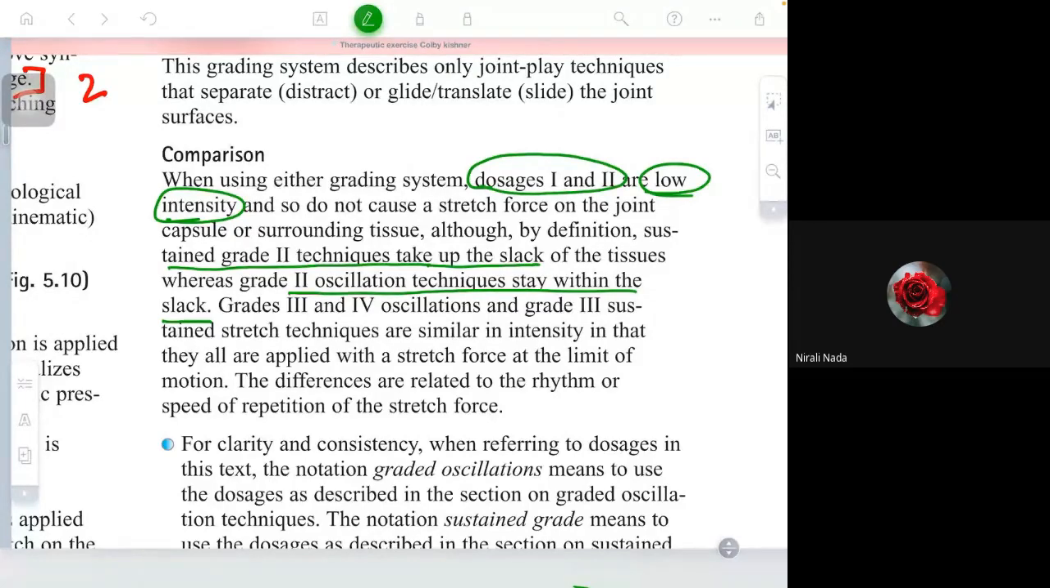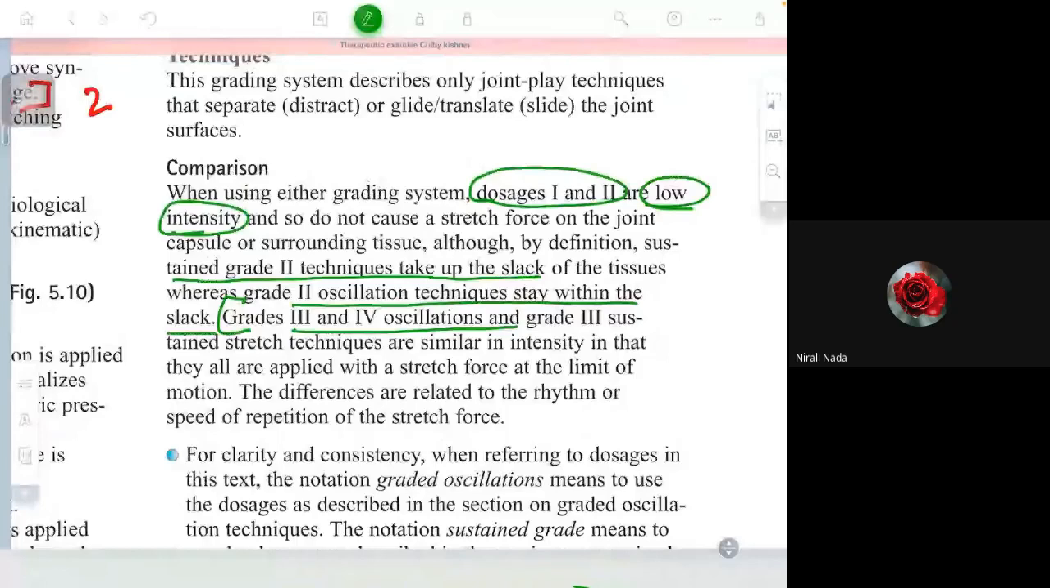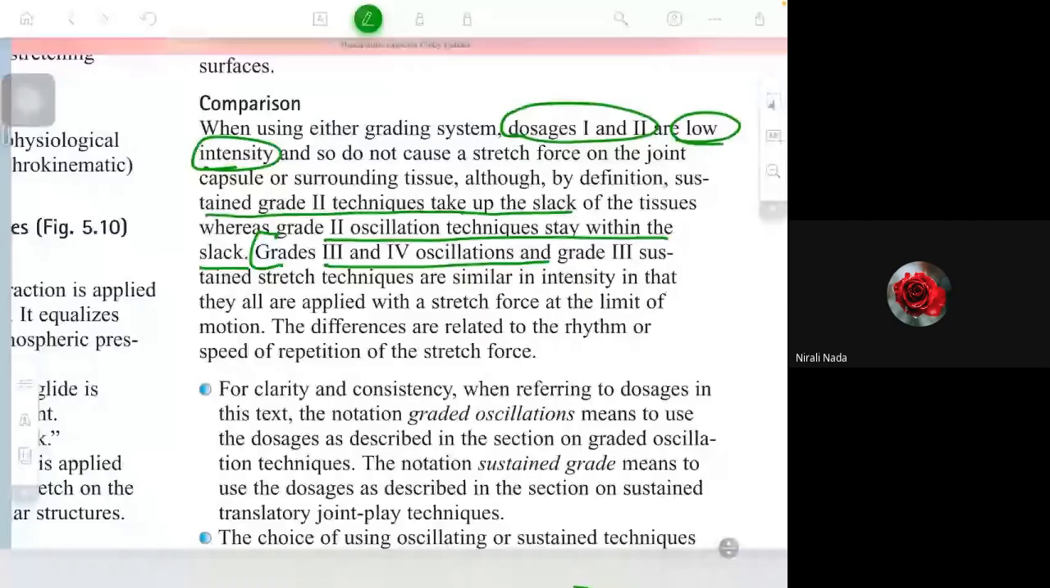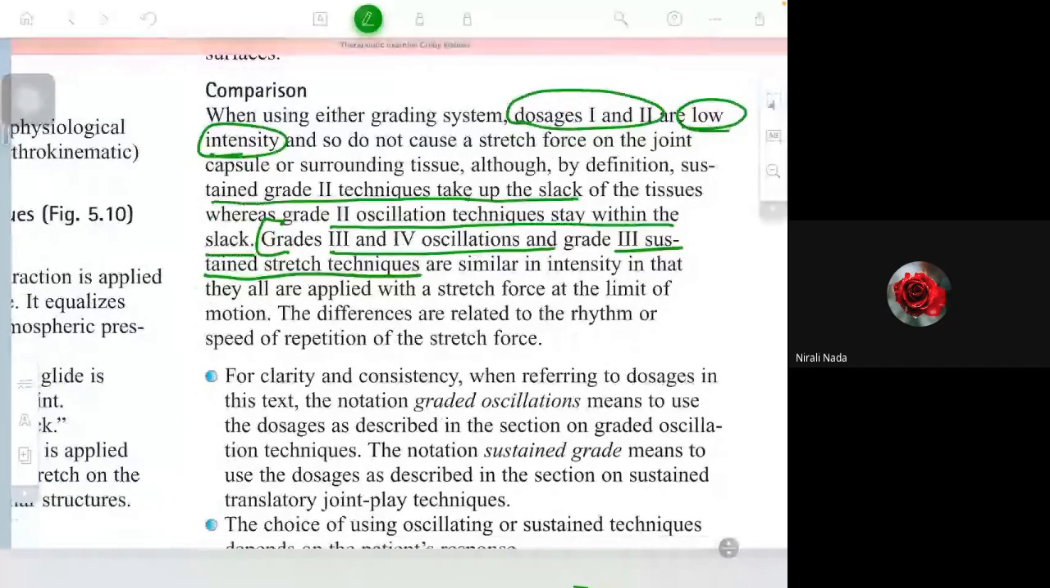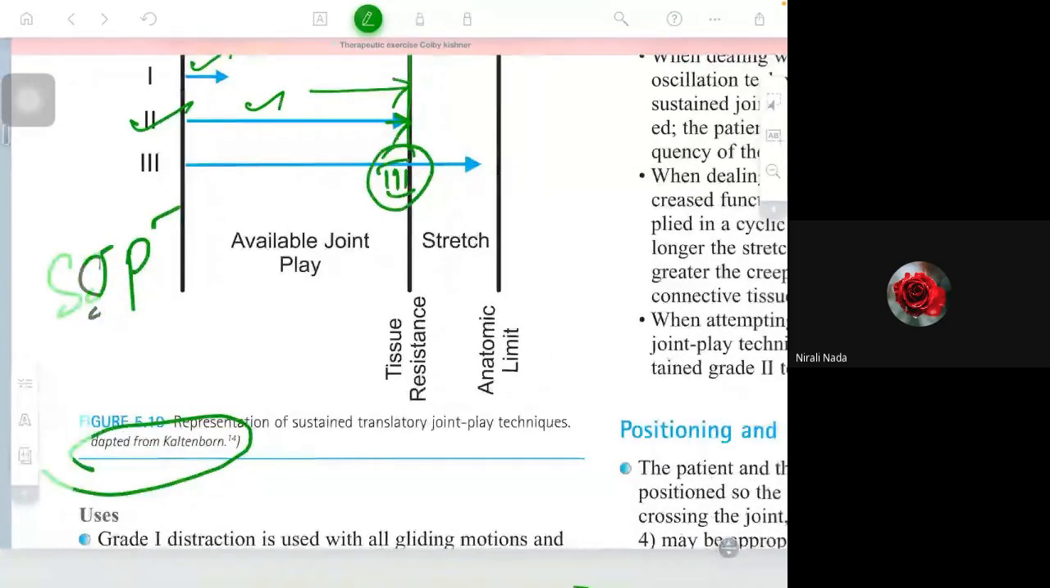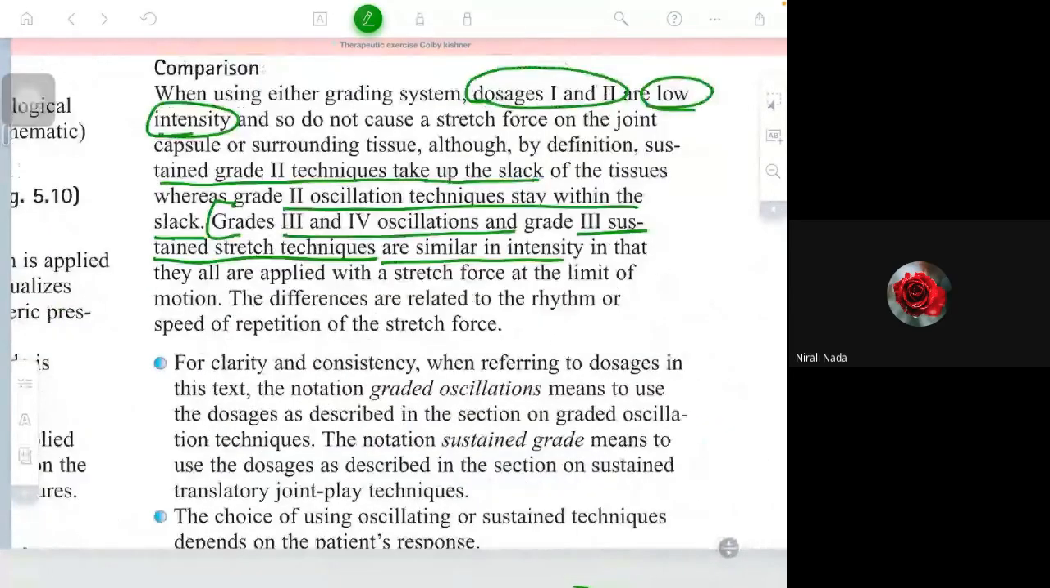Now, second, grade 3 and 4 oscillations. What is grade 3 and 4 oscillations? This one. Oscillation means both directions. Grade 3 and grade 4 oscillations, and grade 3 sustained stretch. Now you are comparing this one. Clear? They are of similar intensity.